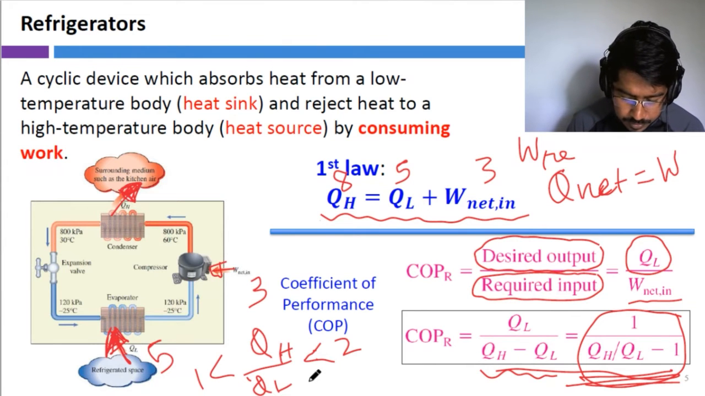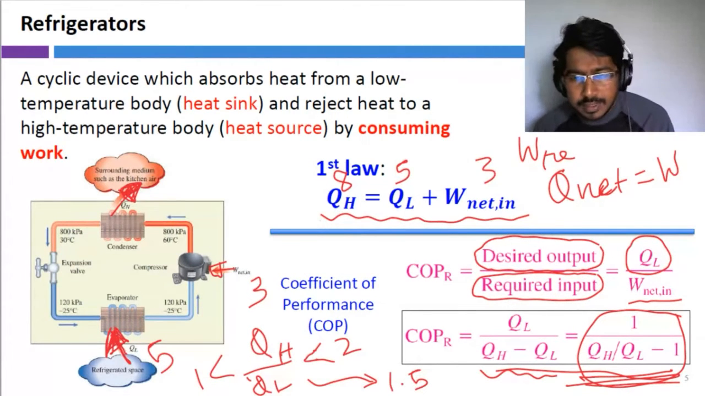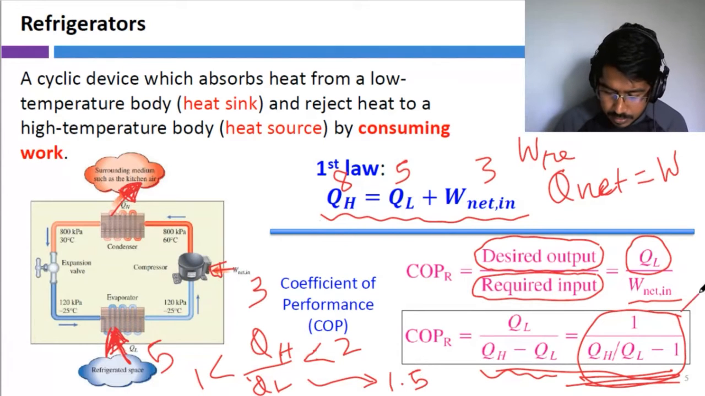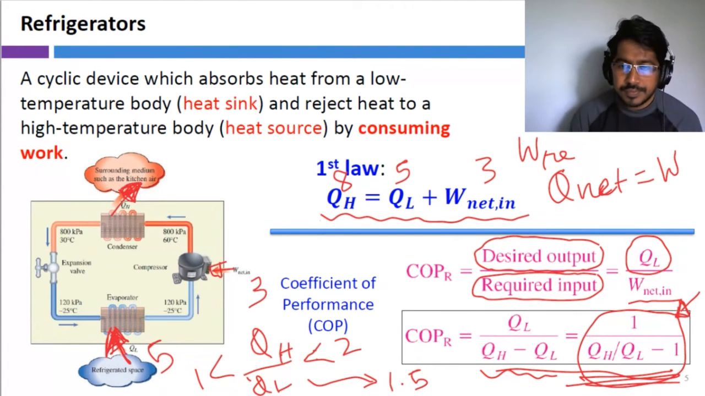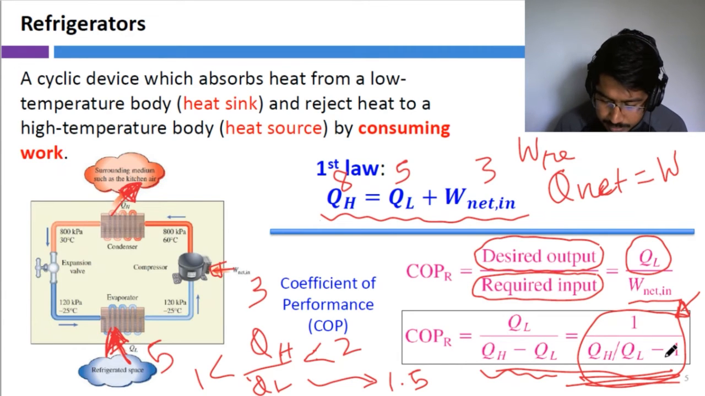For ease of your analysis, I'll say that QH over QL is equal to 1.5. So what is the value of this expression? Anybody with the answers? It's greater than 1, right? If QH over QL is 1.5, that means 1.5 minus 1 is the bottom component. That means 0.5. 1 divided by 0.5 is 2, right? So that means greater than 1.